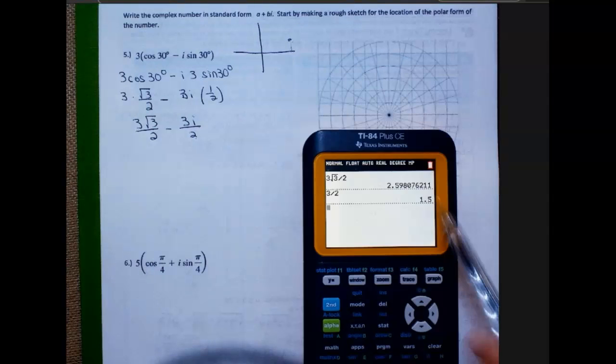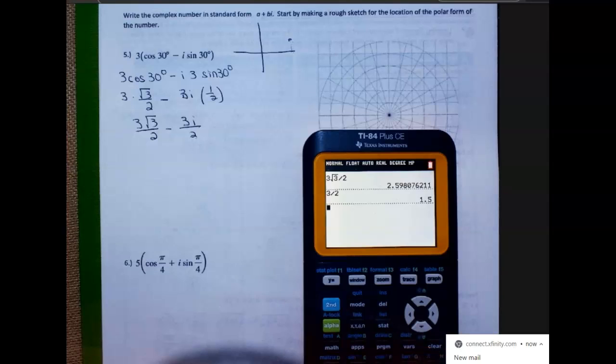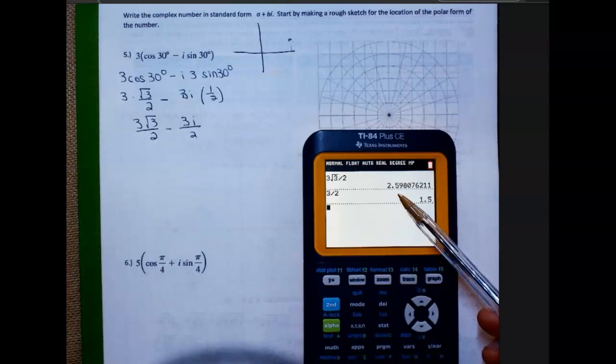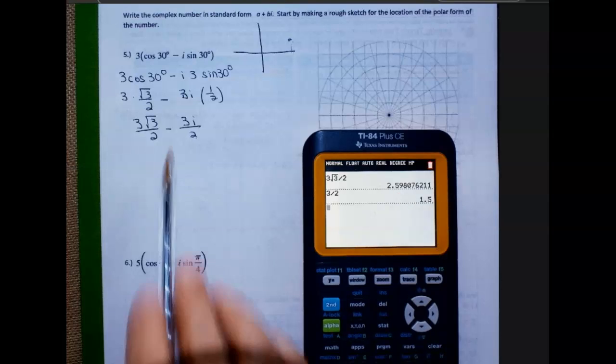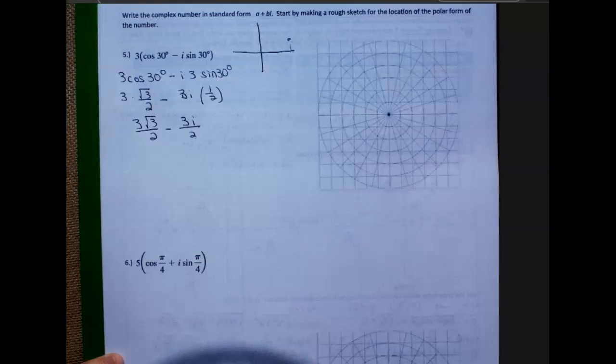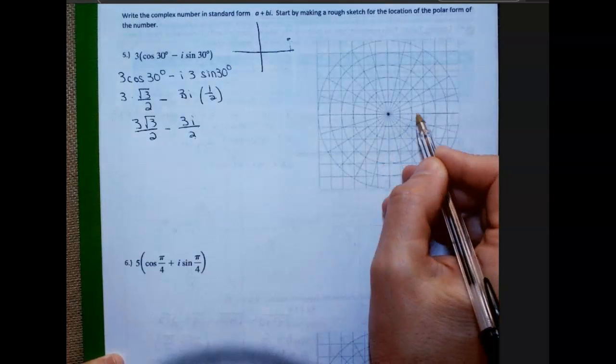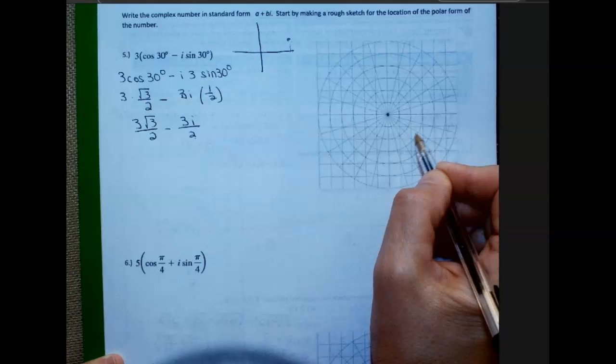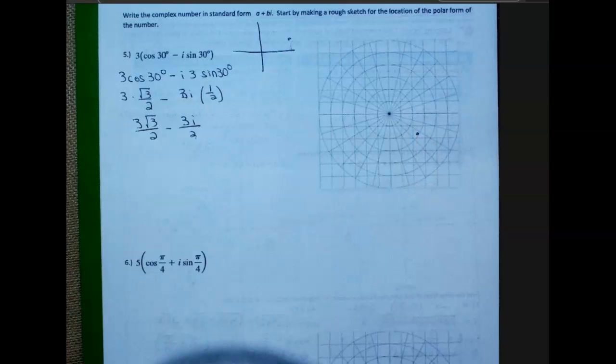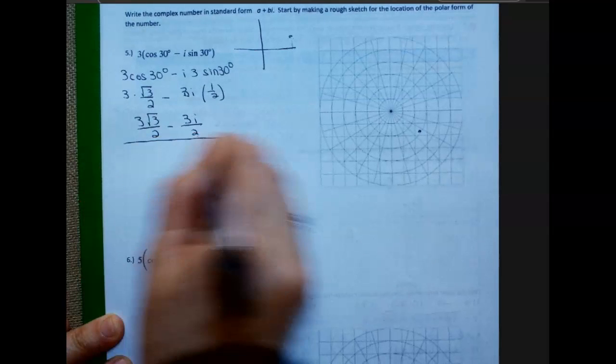So I went ahead and converted these each to decimals. Again, we're going to approximate where we think this point is, and then we'll change it to polar form. So I've got an x of about 2.5 and a y that would be actually negative 1.5. So 2.5 and negative 1.5 should put me roughly in there. And hopefully I'm going to confirm that when I flip it to polar form.